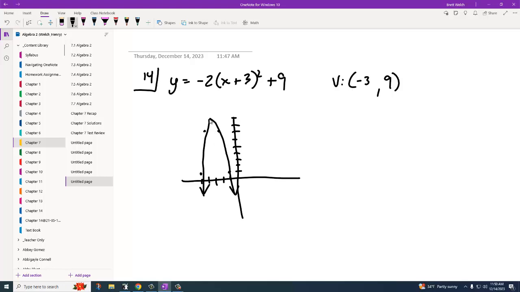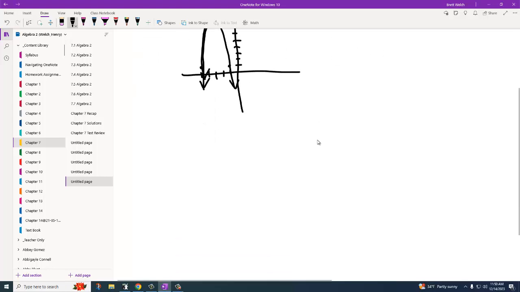Did a really bad job on that left side. Try to give me a little bit of credit. But anyway, that's what your parabola should look like with the vertex stated.